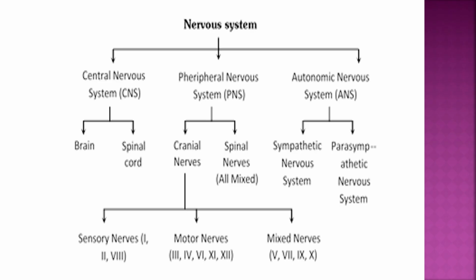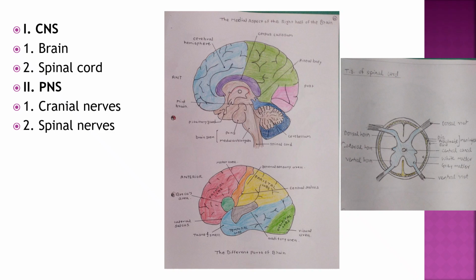The cranial nerves are of three types: sensory nerves, which are 1, 2 and 8 in number. Motor nerves, they are 3, 4, 6, 11 and 12. And mixed nerves 5, 7, 9 and 10. So a total of 12 pairs of nerves are present in the cranial nerves, which arise from the brain. So in this diagram you can see the central nervous system, which consists of brain and spinal cord, and the peripheral nervous system, which consists of cranial nerves and spinal nerves.